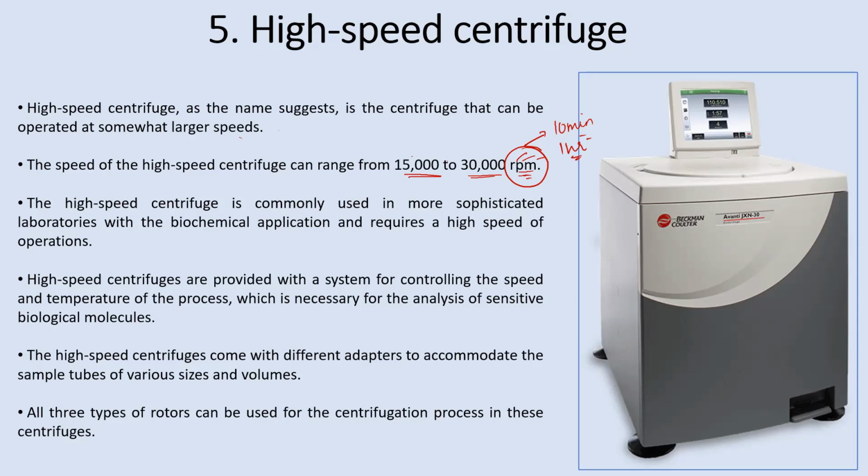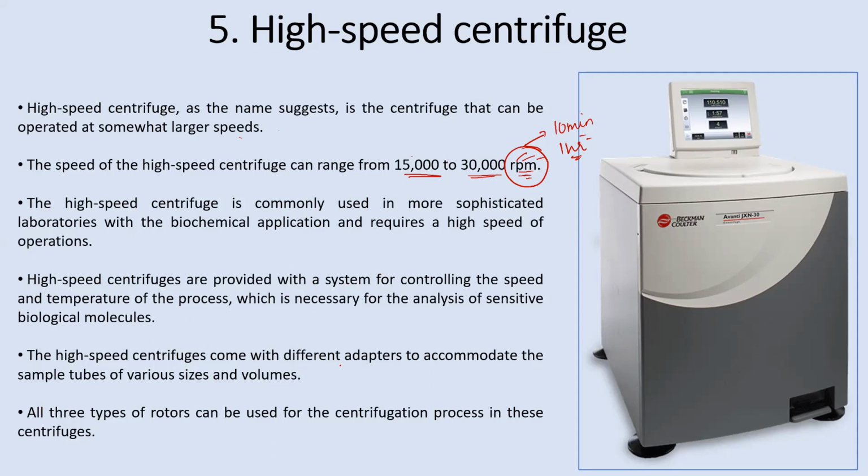So to avoid that, there is a temperature controller also. That's why you set the temperature at 4 degrees, and then you must have a temperature controller. You must also have a speed controller in that, just to avoid any mishap. And also the biomolecules or the other components that you are working on are very sensitive to speed. So the speed should be constant there.